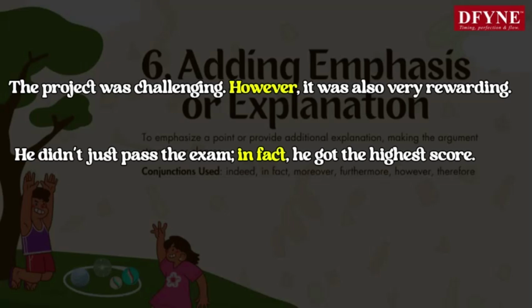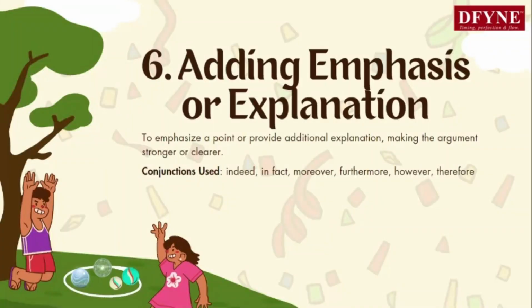Here it is emphasizing. The first example shows how, however, introduces a contrasting idea that adds depth to the statement. The second example contains in fact, which emphasizes and elaborates on the previous point, reinforcing the argument.